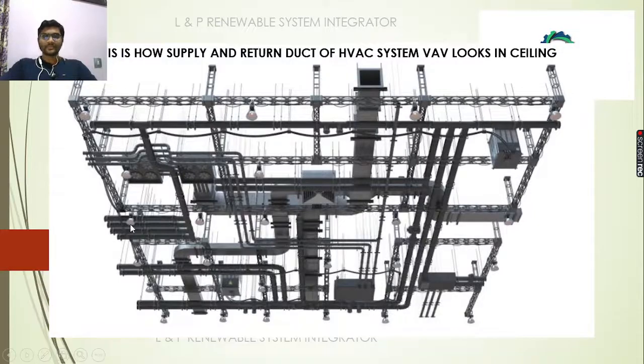So normally everything is installed above the false ceiling. Apart from the supply and return lines, the FHUs, VAVs and fan coil units are also installed over the ceiling. This is how it looks like.